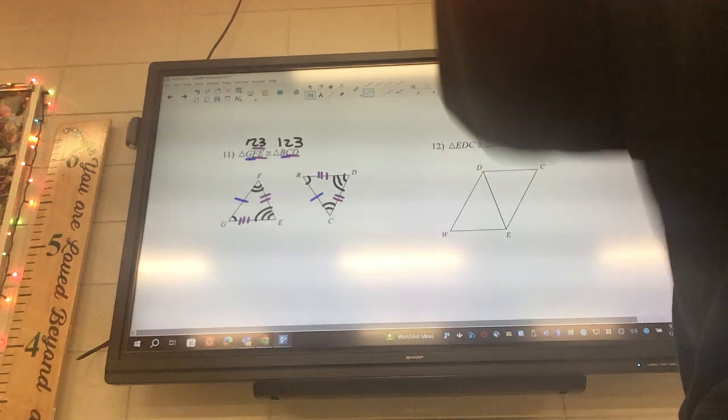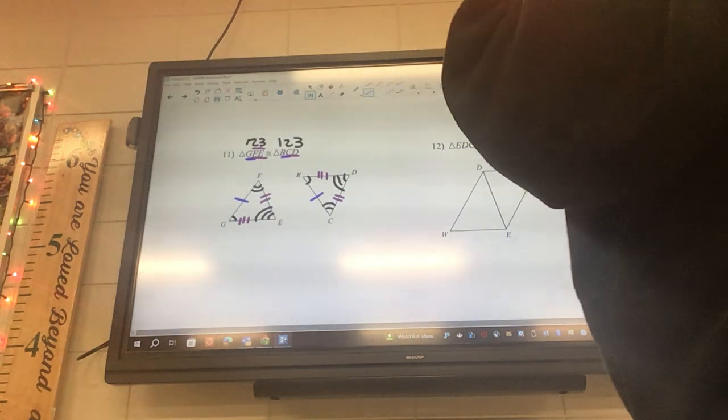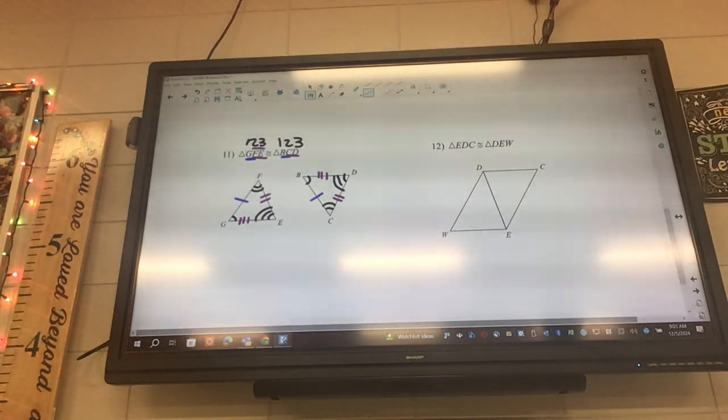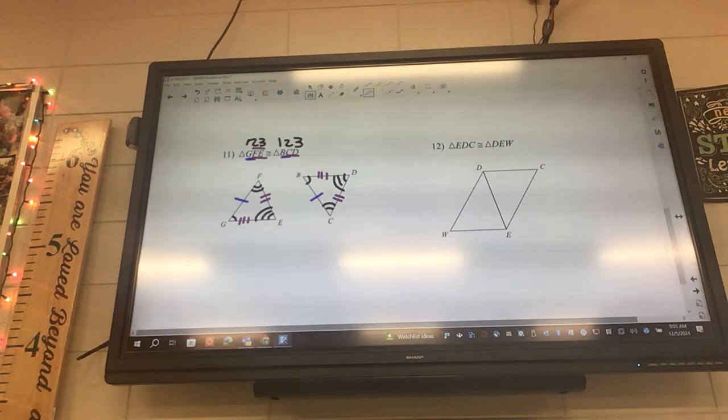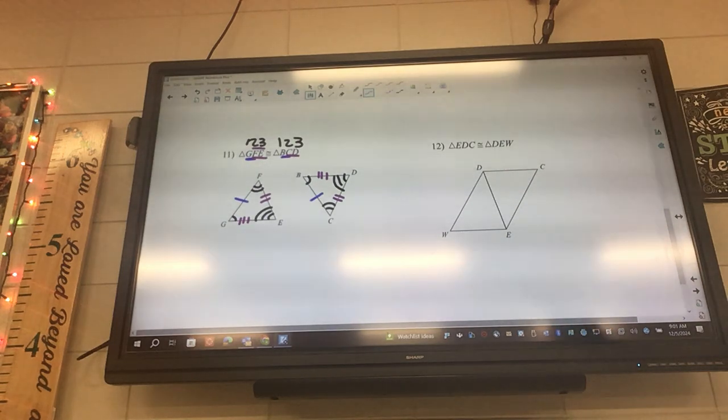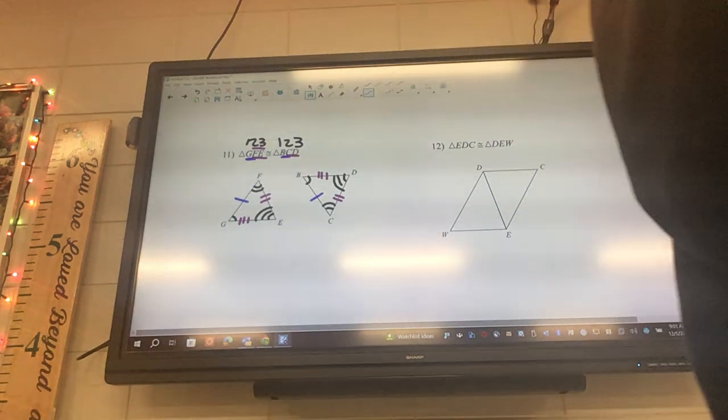Okay, it does matter. You cannot just mark 1, 2, 3, 1, 2, 3. You have to mark the 3 with the 3. They have to be the exact same sides. So if you just do 1, 2, 3, 1, 2, 3, it's going to be wrong. You have to make sure that your sides are appropriate.